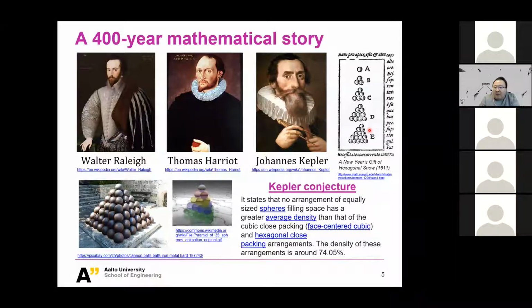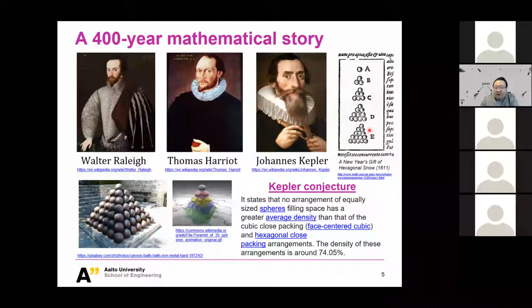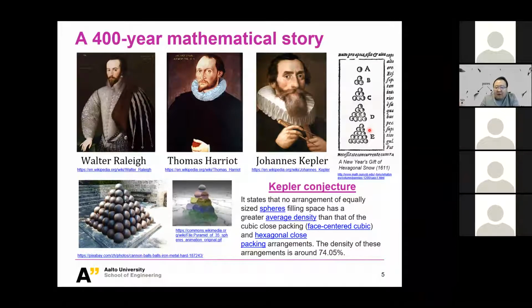So he basically said, if we are trying to stack equal sized spheres filling the space, the best packing or stacking is either the cubic close packing or hexagonal close packing. So that was clear. And he even gave the density of it. So he gave the density of these 2 arrangements as about 74.05%.